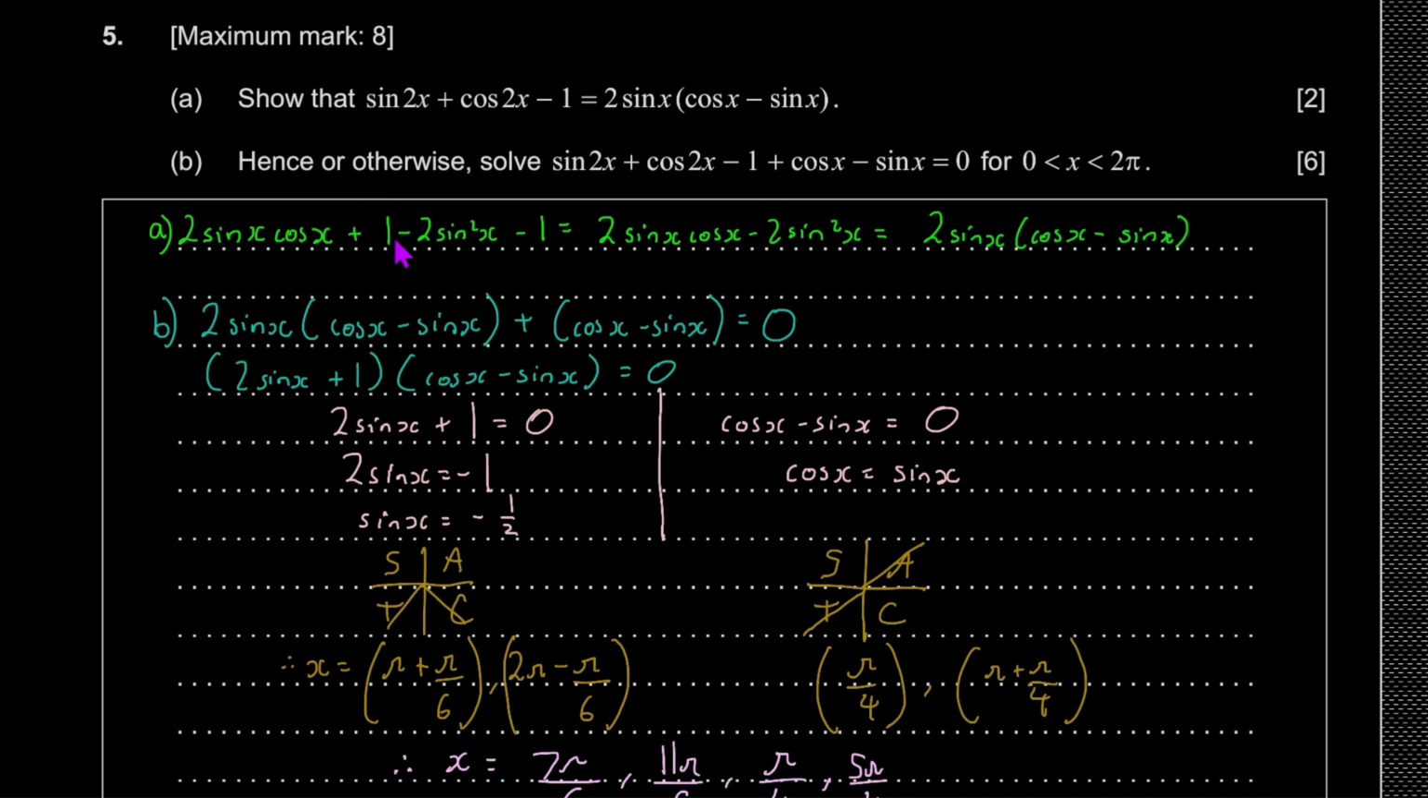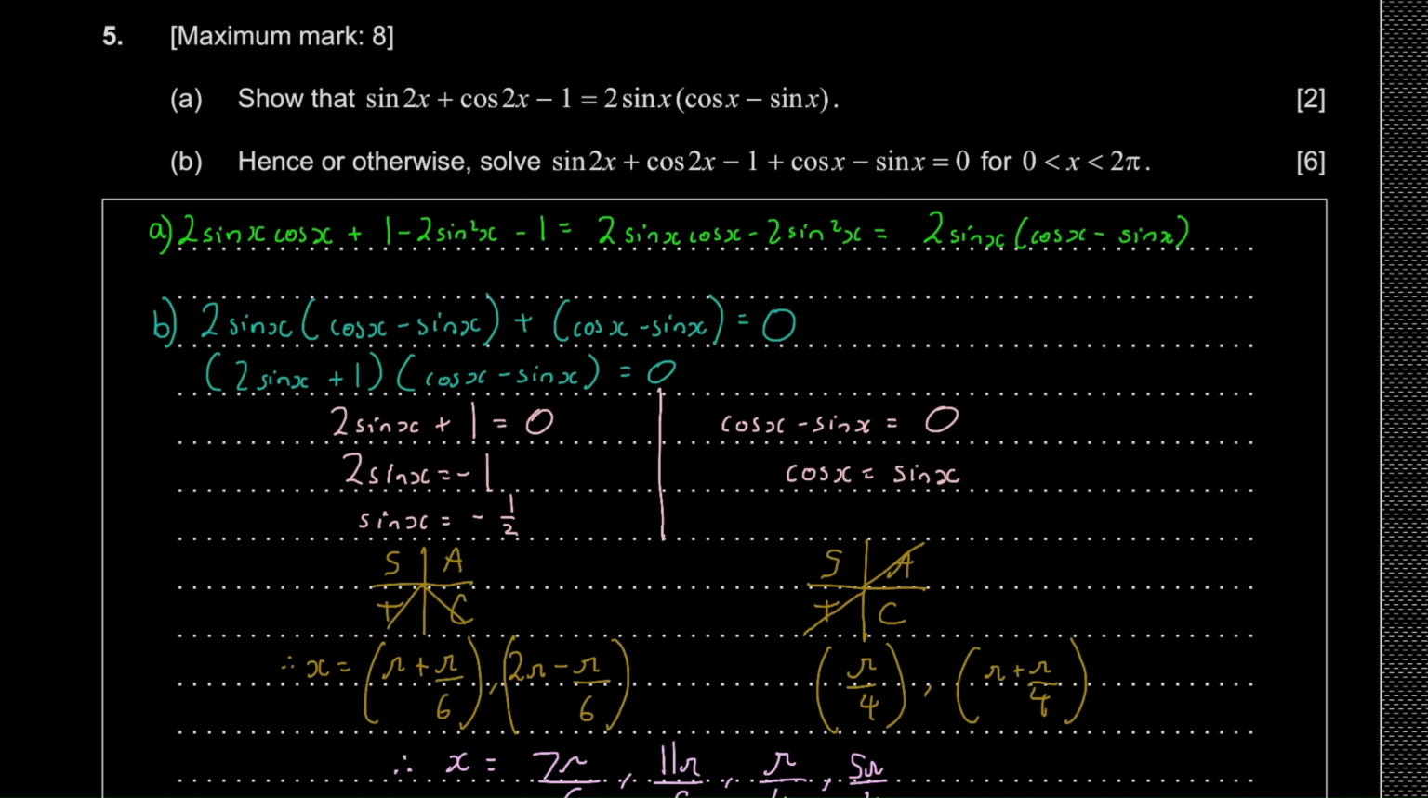Now what I'll do is cancel this positive one with this negative one, and I'm going to be remained with 2 sin x cos x minus 2 sin squared x. Then I'm going to factor out 2 sin x because it's common in both of these terms, and then I'll get 2 sin x into cos x minus sin x, which is my right-hand side.